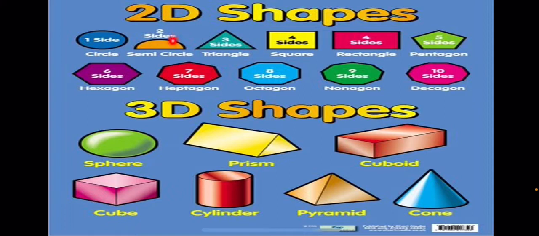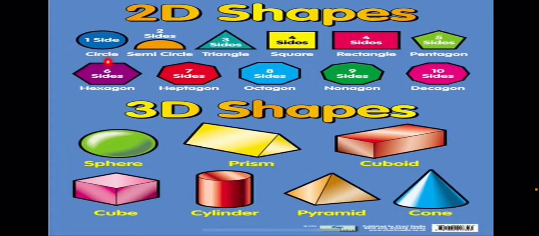Now, the difference between 2D shapes and 3D shapes. 2D shapes are basically plane figures that can be drawn on a flat surface such as a blackboard, paper, etc. The adjacent figure shows a square, triangle, circle, semicircle, rectangle, pentagon, hexagon, heptagon, octagon, nonagon and decagon.